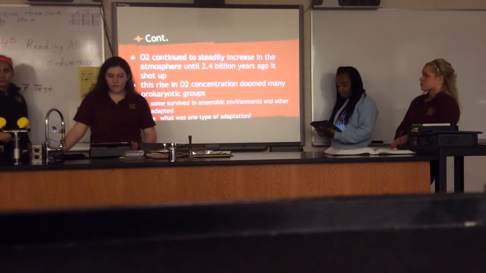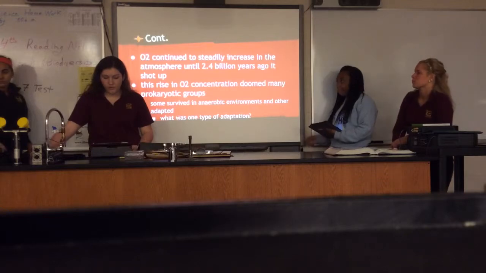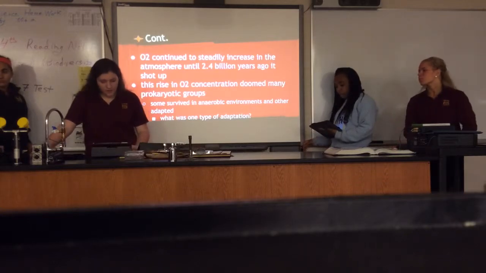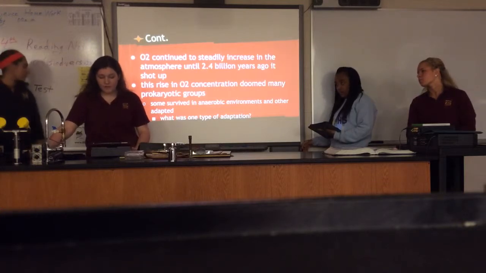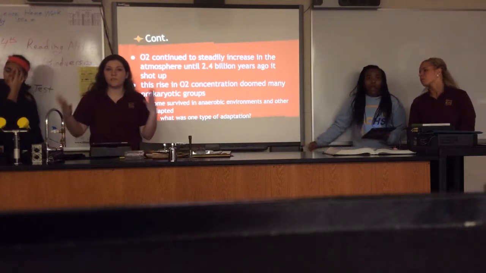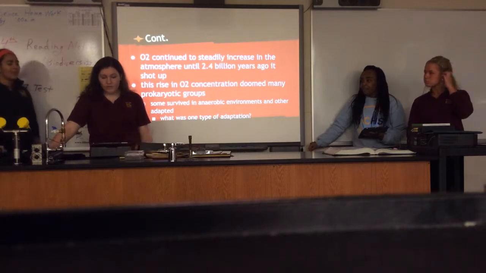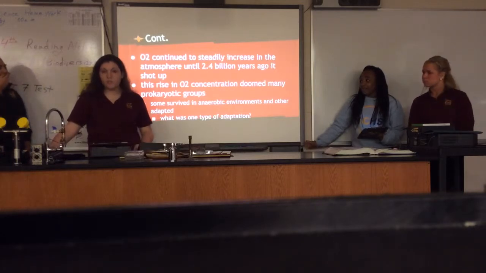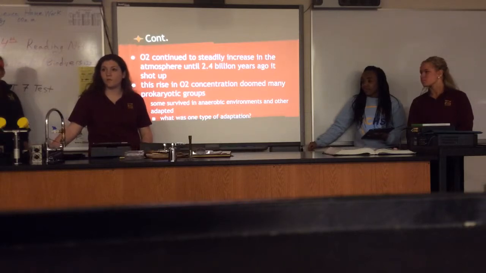So O2 continued to steadily increase in the atmosphere until 2.4 billion years ago, and then it shot up. This rise in O2 concentration doomed many prokaryotic groups. This was because many were anaerobic and they couldn't survive in the increasingly oxygenated environment. While some managed to survive in anaerobic environments, finding places where there were still lower levels of O2, others could adapt.